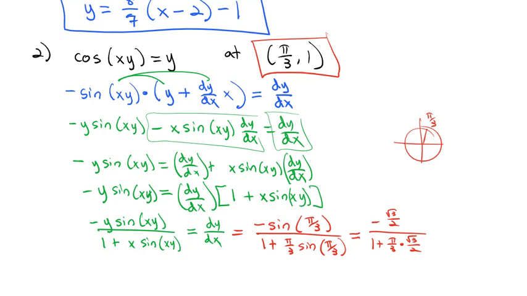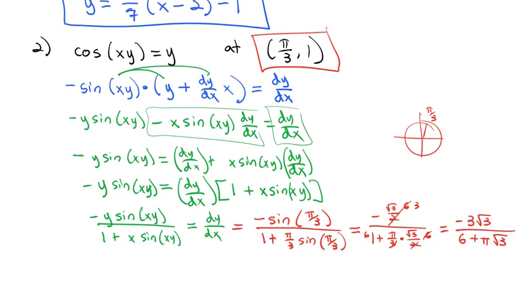And I don't like having those fractions within fractions, so let's clear them out. We've got a common denominator of 6. I'm going to multiply by 6 and distribute that 6 through. 6 over 2 will reduce to 3. So we have negative 3 root 3 over 6 plus pi root 3, since 3 times 2 is 6, which will reduce with the 6. And it looks weird and ugly, but sure enough, it is our derivative.